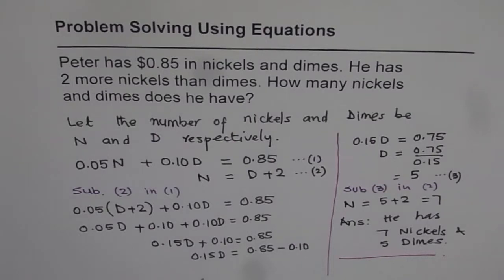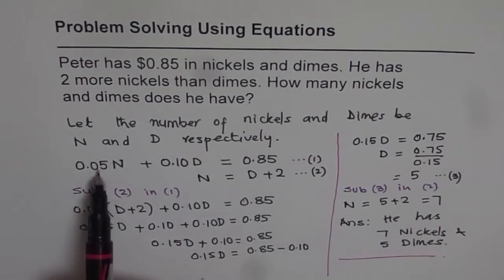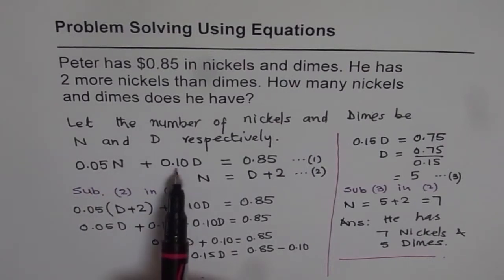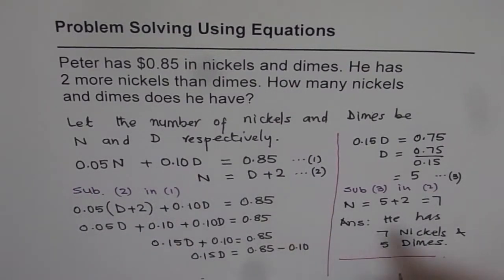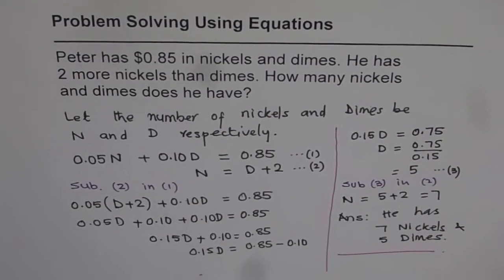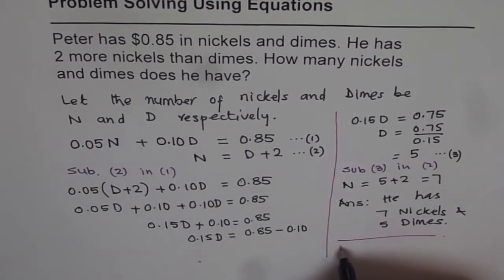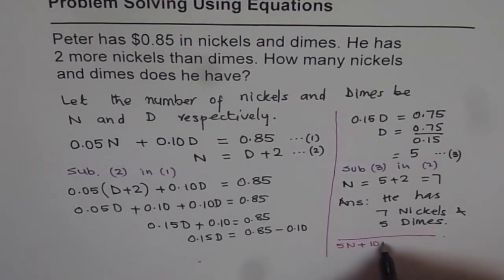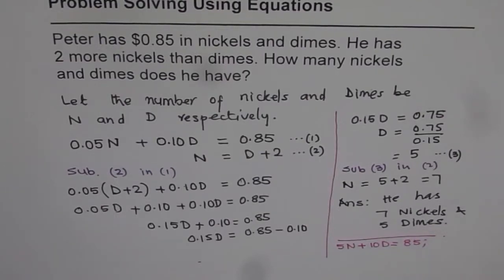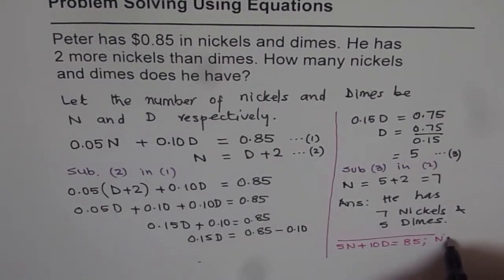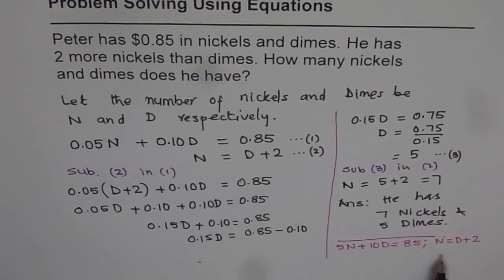So that is how we should solve such questions. Now, as I was saying, what you could have done is solve everything in cents. In that case, 0.05 means 5 cents and 0.10 means 10 cents. So let me push the page a bit and write down your new equation. It could have been 5 nickels plus 10 dimes equals 85. That is your equation number 1, and the second one remains the same, which is n equals d plus 2. Solving this could have been easier for you, avoiding decimals. You'll get the same answer, but with a lesser level of difficulty.